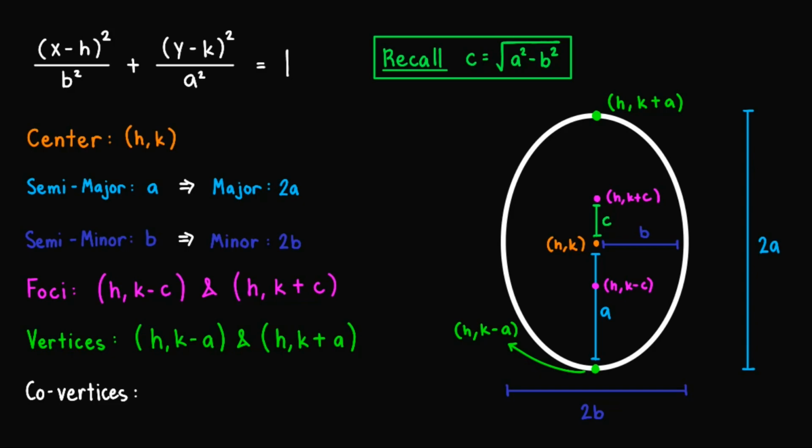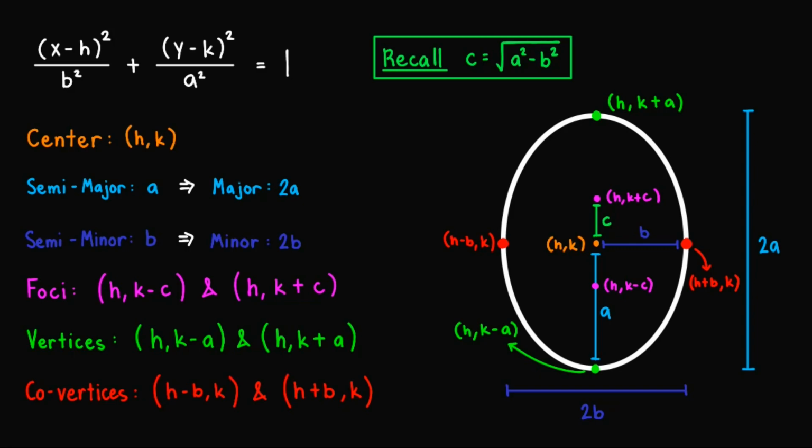Lastly, the co-vertices is given by the points (h minus b, k) and (h plus b, k). Now we add and subtract b along the first component, the x-coordinate, since this one is along the x-axis. So as you can see, the parts for an ellipse that is oriented vertically only changed for the foci, vertices, and co-vertices. For these first 5 parts, it didn't change. So you may take a screenshot of this one as well for your reference and for your own personal use.